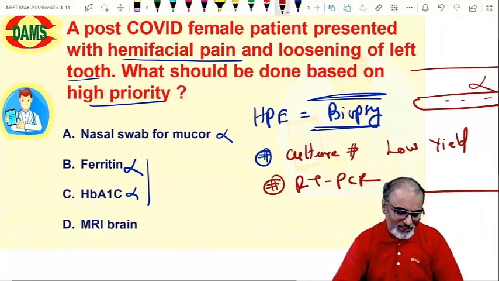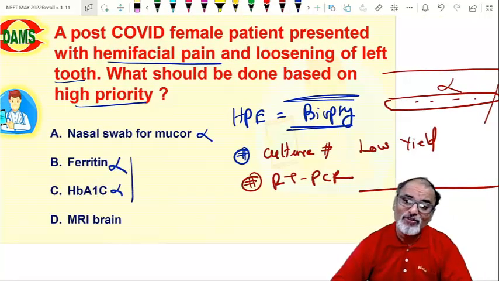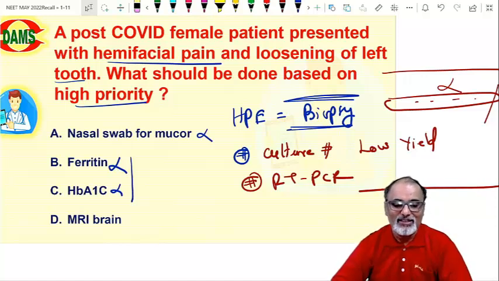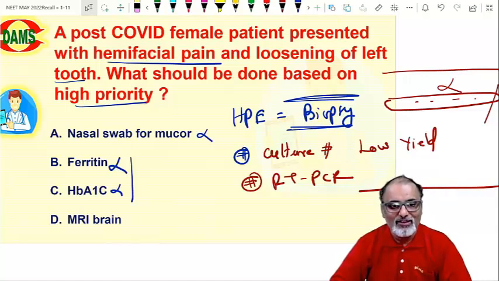Here they mention a nasal swab. A nasopharyngeal swab is for confirmation of COVID. That's the ideal specimen, not for mucor. For mucor we need biopsy. There is no use of nasal secretions and other things.